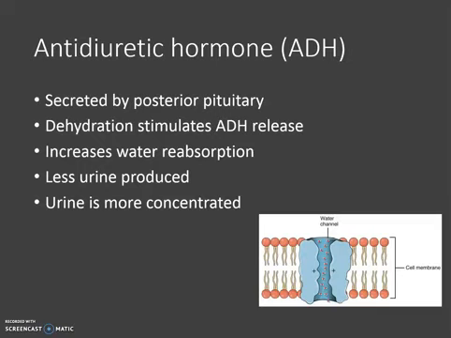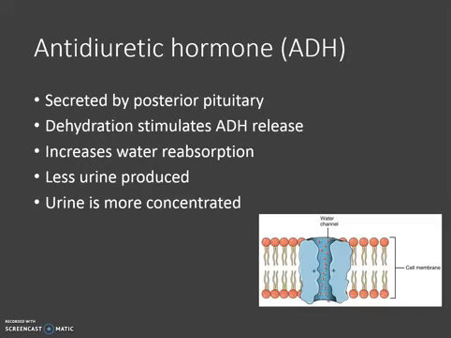So first of all, we talked about antidiuretic hormone, or ADH, back when we talked about the endocrine system. And this is a hormone secreted by the posterior pituitary. Remember, the pituitary is a gland that is located just inferior to the hypothalamus of the brain. And whenever you're dehydrated, your body is stimulated to release ADH.